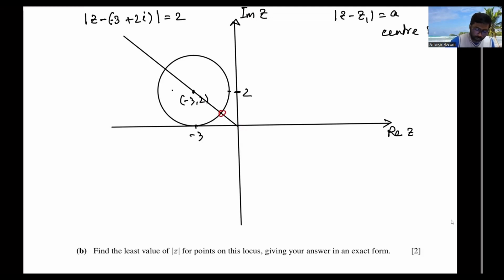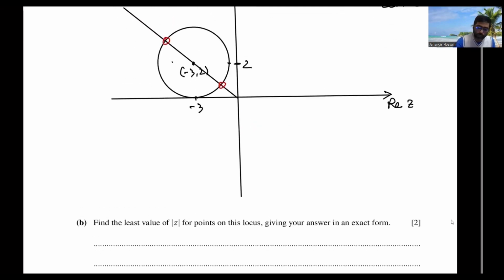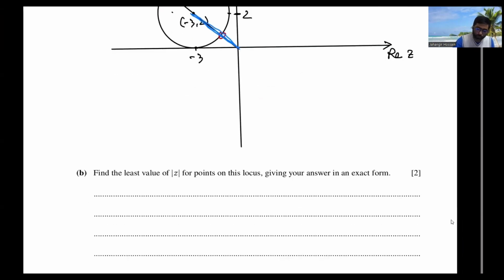Here, and this. Among them, this Z is closest to the origin of the Argand diagram, so this has the least modulus. And you have to find the exact value of this. To find this one, you remember from origin to the center, and find this length, which will be the modulus of Z1.